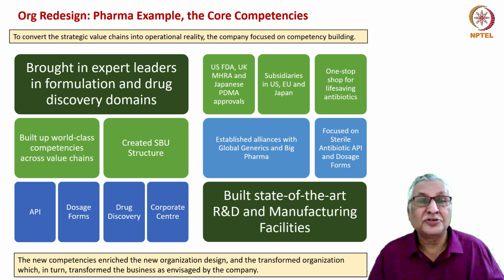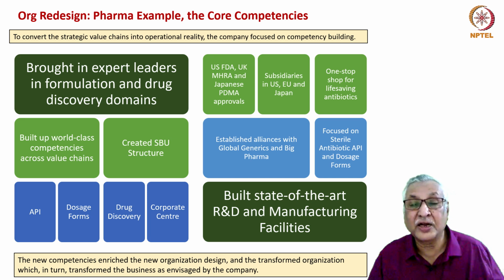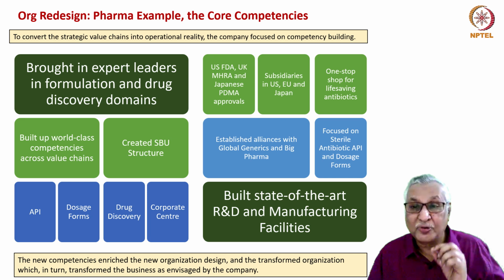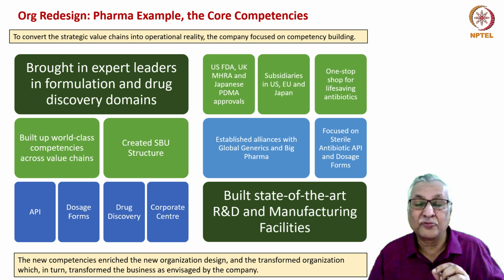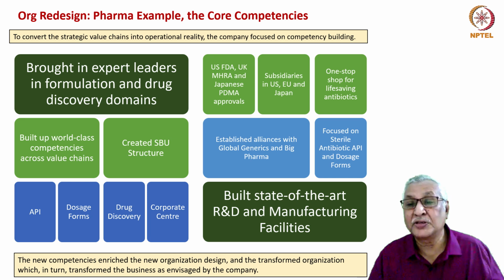To convert the strategic value chains into operational reality, the company focused on nothing but competency building, brought in expert leaders in formulation and drug discovery domains, built up world-class competencies across value chains, created SBU structure for API, dosage forms, drug discovery, and a corporate center. Approvals were obtained, very importantly. US FDA, UK MHRA, and Japanese PMDA approvals were obtained. Subsidiaries were established in US, Europe, and Japan. And the company positioned itself as the one-stop shop for life-saving antibiotics, established alliances with global generics and big pharma.